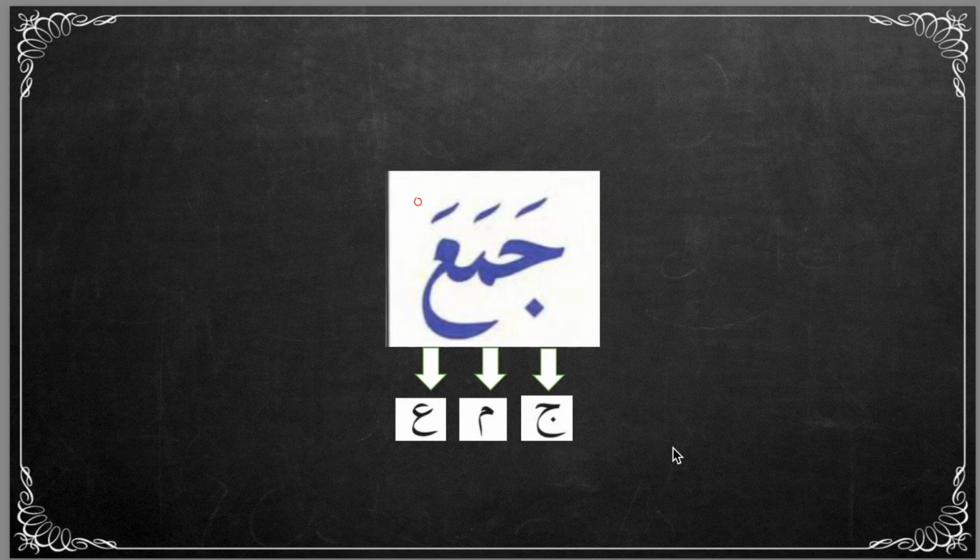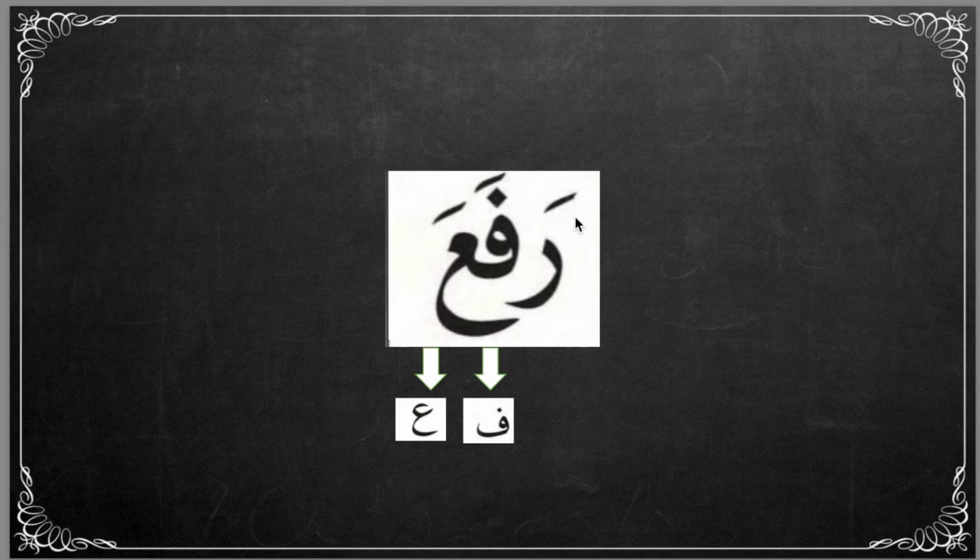Okay, well done, alhamdulillah. Here we have ra with a fatha, ra, fa with a fatha, fa. So here we'll see that it's only the head of the letter fa. And then we have ayn with a fatha, a. Ra, fa, a, rafa'a. Please repeat after me. Ra, fa, a, rafa'a.